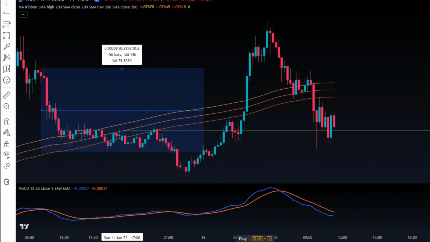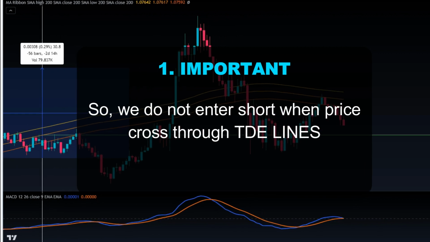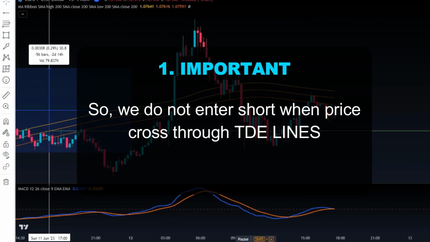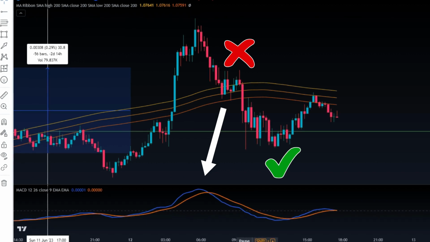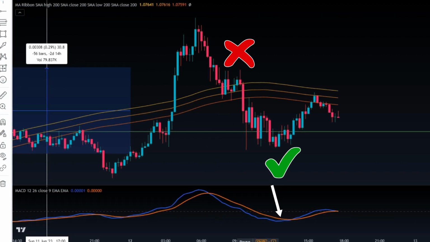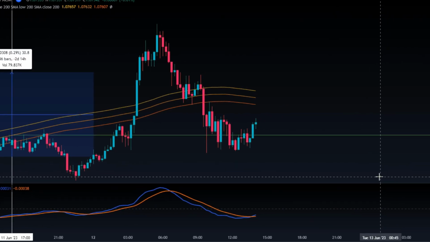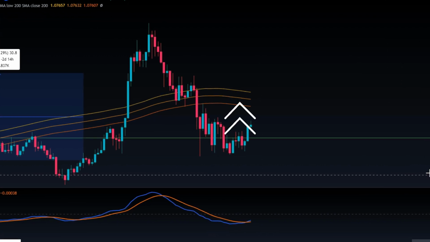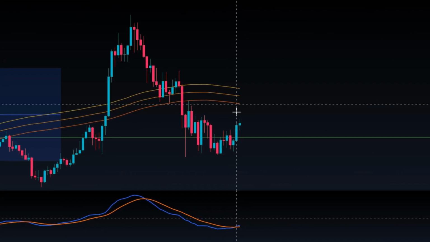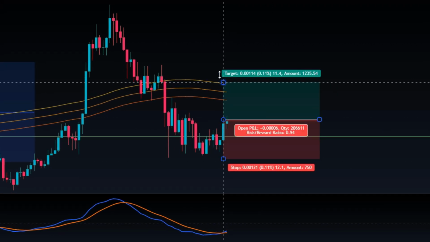Moving on to the very important point, we will not enter a trade when the price crosses through the TDE lines. We are only going to enter if it respects the TDE and MACD cross happens. Or if it goes through, then we wait for the MACD cross. In the next few examples, I'm gonna explain everything. Pay attention to this trade entry. The TDE lines are above the weekly green line and the MACD is crossing. Hence, our entry setup is to go long with 1:3 ratio.